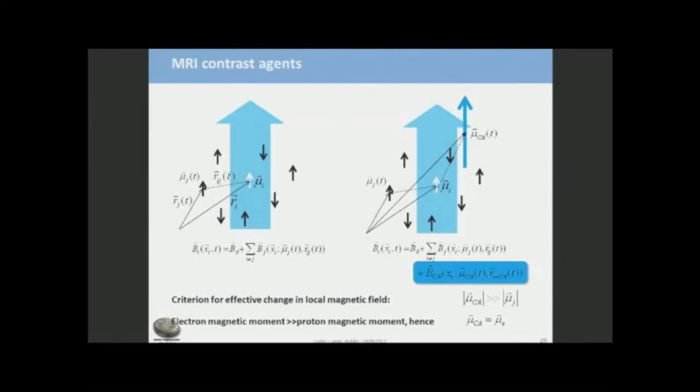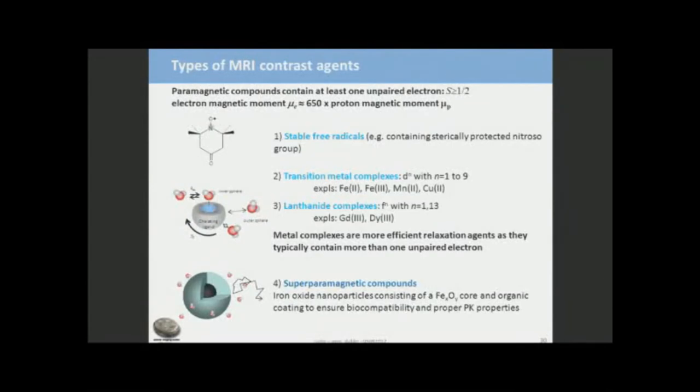So what you would like to do is to introduce something which has a very strong local effect. And the only particle which has a much stronger magnetic moment than the proton is the electron. So you have to introduce an electron close to your system of interest to massively change the local magnetic field. And how can you introduce an electron? There are different sources of unpaired electrons. One is stable free radicals, as shown here, which normally contain a nitroxide group, which is sterically protected. This is not very efficient because you typically have just one unpaired electron per molecule.